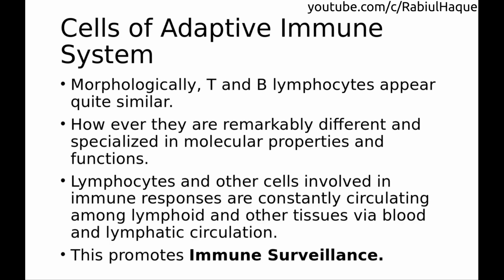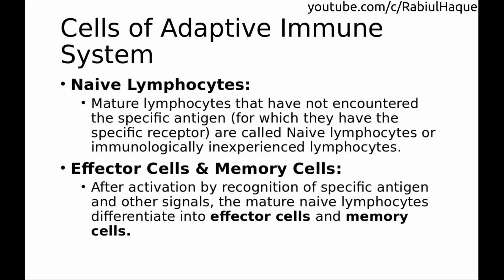So what are the cells of the adaptive immune system? We have already mentioned T and B lymphocytes. Now always remember, T and B lymphocytes are morphologically quite similar. However, they are remarkably different and specialized in their molecular properties and functions. Lymphocytes and other cells involved in immune responses are constantly circulating among lymphoid and other tissues via blood and lymphatic circulation, and this promotes immune surveillance.